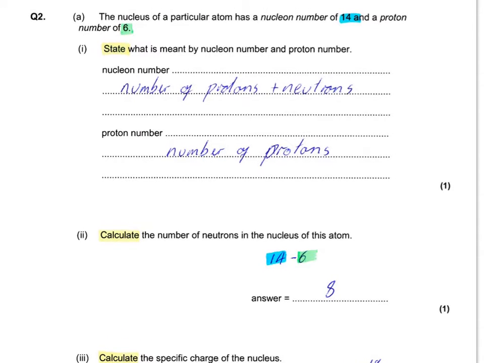Calculate next the number of neutrons. Well, if I've got 14 nucleons and I've got 6 protons, then the rest of those 14 nucleons that aren't the 6 protons must be neutrons, so it's 14 take 6, I end up with 8 neutrons.